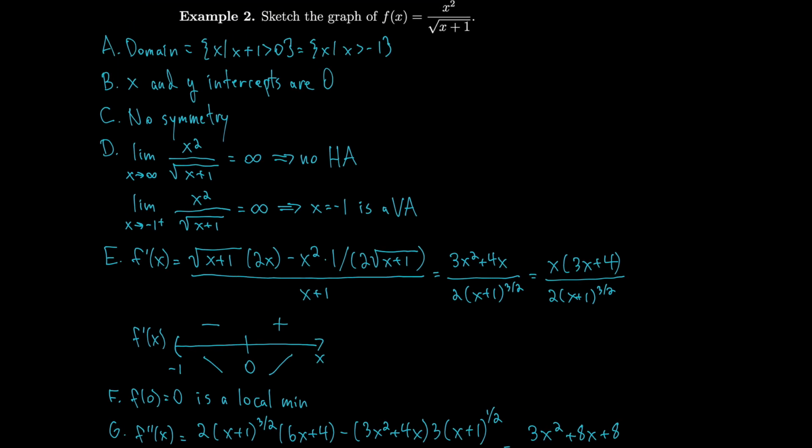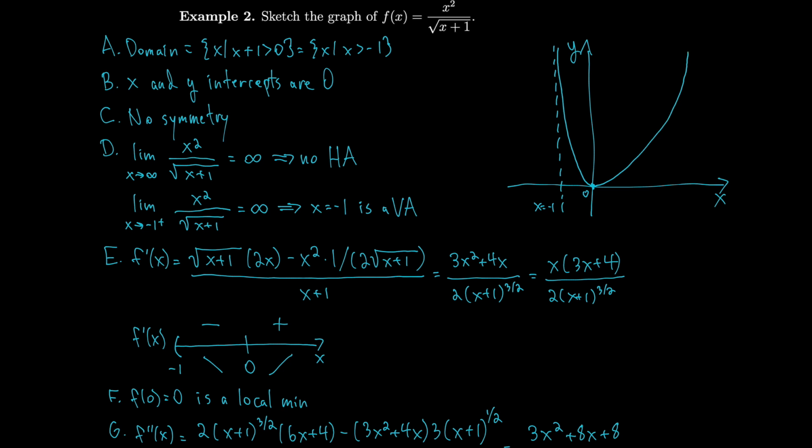So let's see if we can graph it now. We know we have an asymptote at x equals -1. And we know that our function is always concave up, and it has a minimum at 0. So it approaches the asymptote and hits a minimum at 0. It stays concave up all the way the rest.